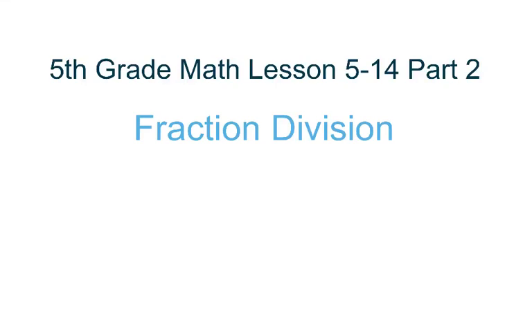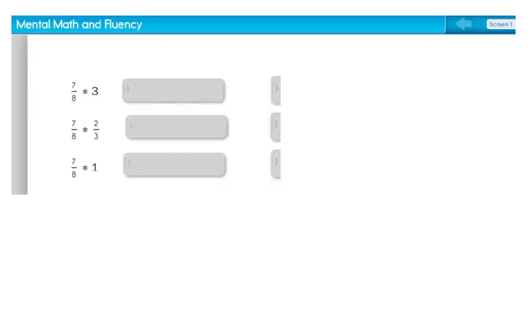This is the last lesson for Unit 5. It is part 2 of fraction division. So go ahead and get out your whiteboard marker, and have that journal ready to go as well. Would you number 1 to 3 on your whiteboard?